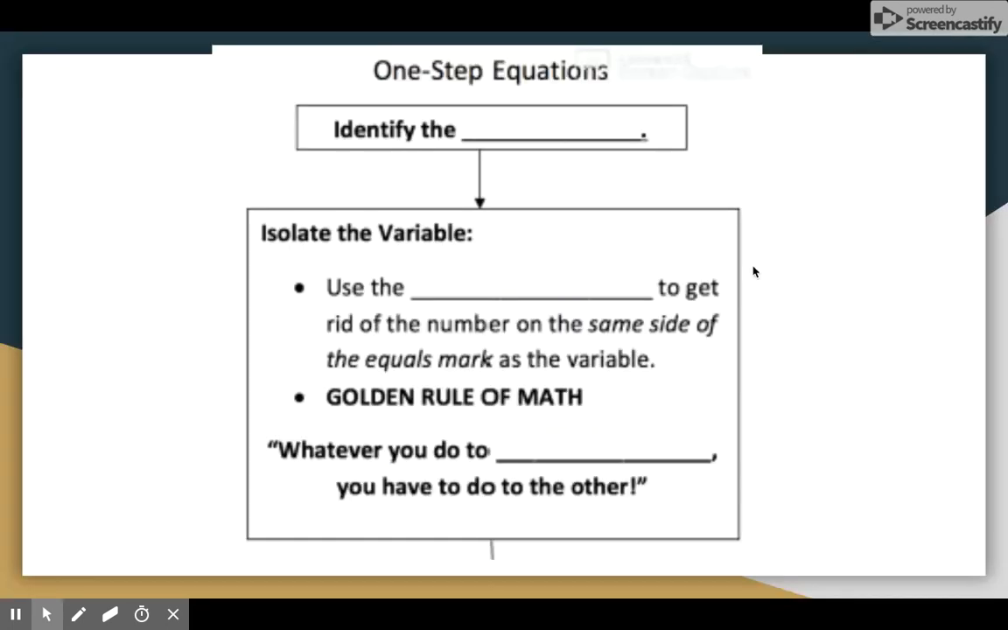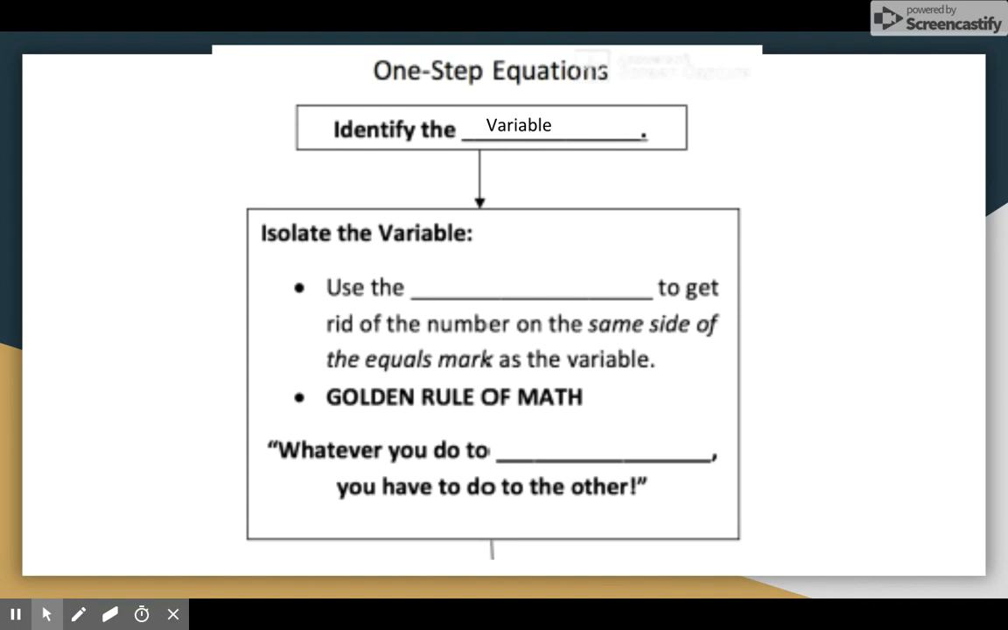So if you open up your notes, we're going to start with just the steps of solving one-step equations. So the first thing that you are going to do is identify the variable. So you can stop, take a minute, write down variable in the blank. When we're identifying the variable, I'm going to show you to circle it. The reason that we want to identify it is because when we're solving equations, we're trying to find out what the variable is. So variables are often represented by letters, typically X or Y, but it could be any letter. So that's going to be our first step.